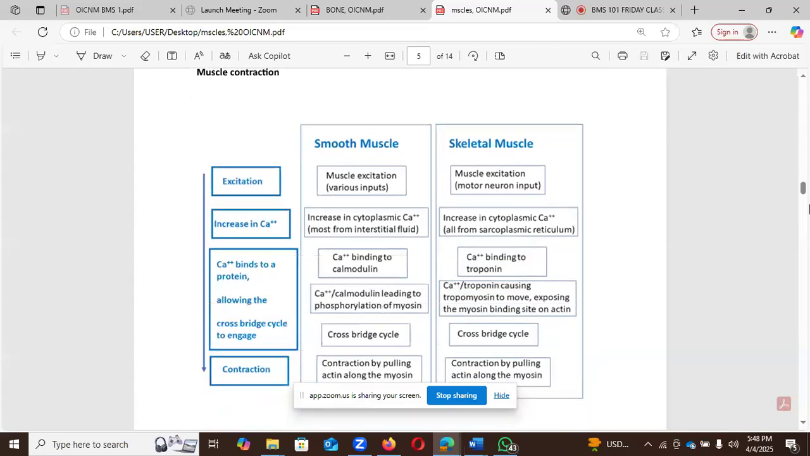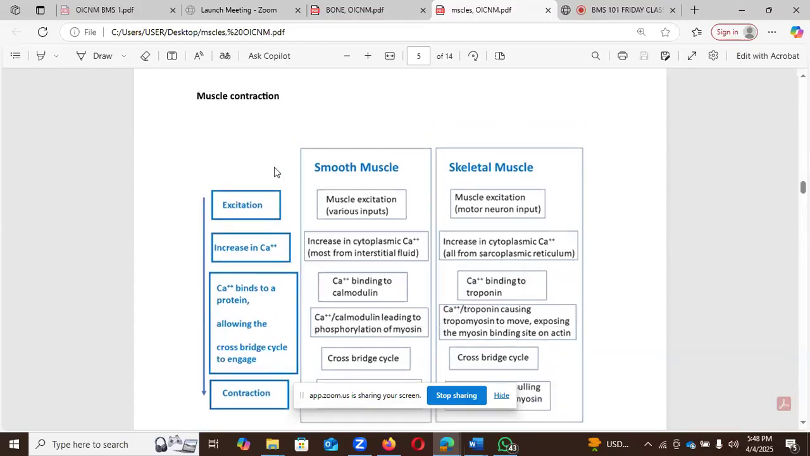Now, we are talking about contraction and relaxation of muscle. In smooth muscle, how it contracts is different from how skeletal muscle contracts. Contraction of skeletal muscle and that of cardiac muscle are almost the same, but cardiac and skeletal muscle contraction is different from smooth muscle. So let's look at how smooth muscle contraction occurs.